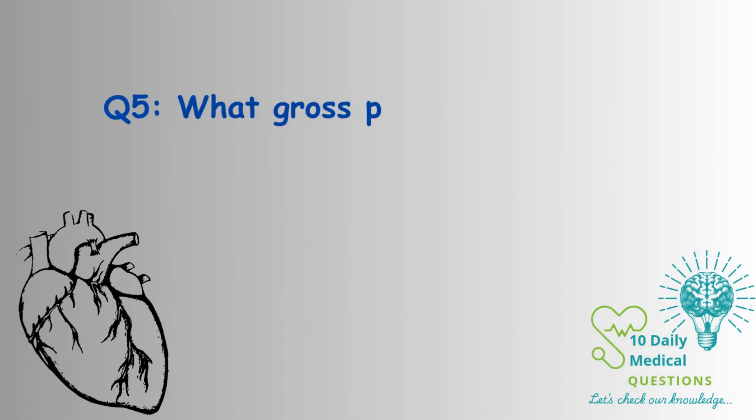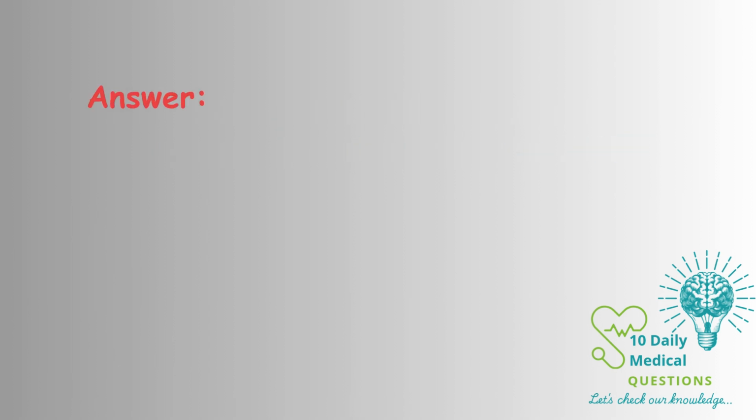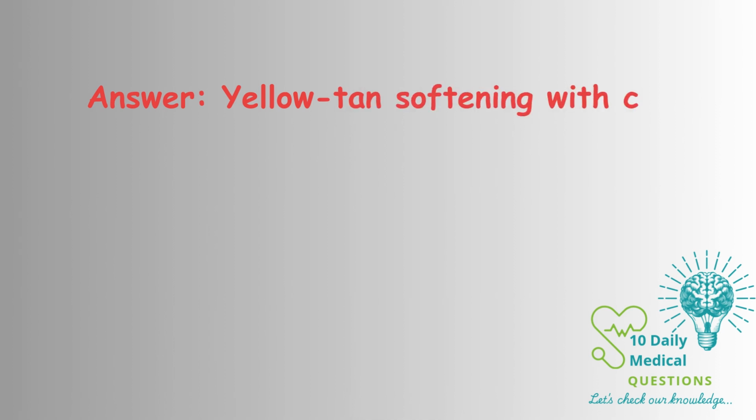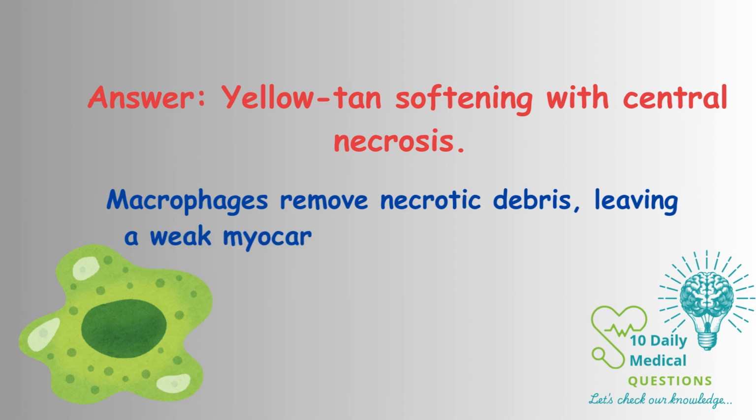Question 5. What gross pathological changes are seen 3 to 7 days after an MI? Answer: yellow-tan softening with central necrosis. Macrophages remove necrotic debris, leaving a weak myocardial wall prone to rupture.